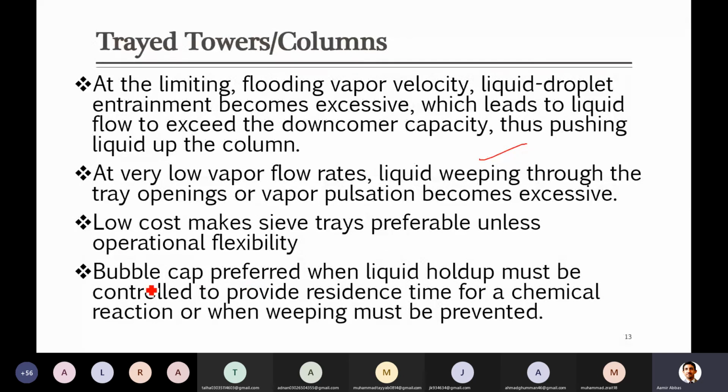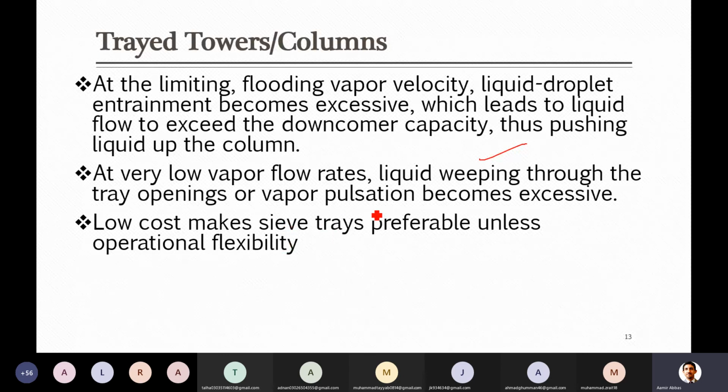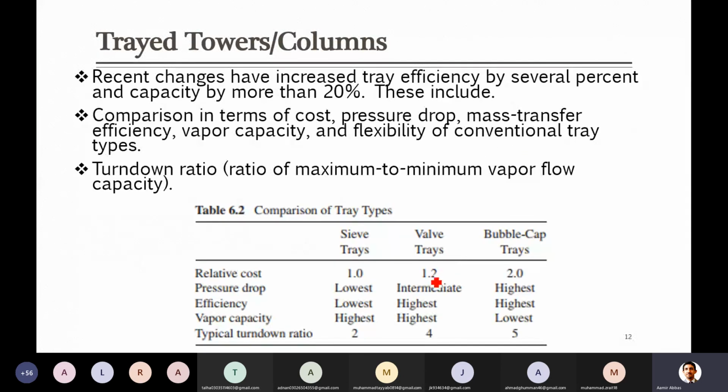So these bubble cap trays are preferred especially when you need some liquid hold up. Why? Because sometimes we need liquid hold up on the surface of the plate for some chemical reaction, or sometimes if you want to avoid weeping, in that case you can use these bubble caps. But out of these, the ones commonly used now in practice are the valve trays, because they don't have a much higher cost as compared to the sieve trays, only 1.2 times, and all other factors are in a good position as compared to the factors for these kinds of trays.